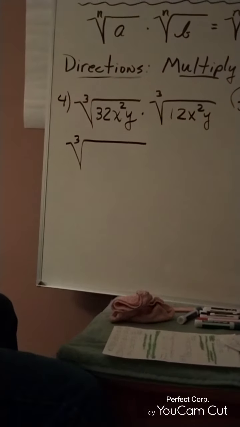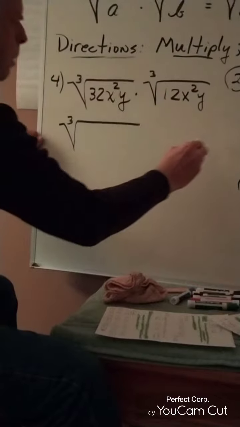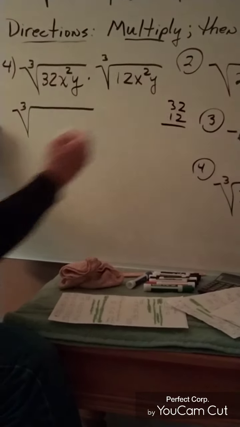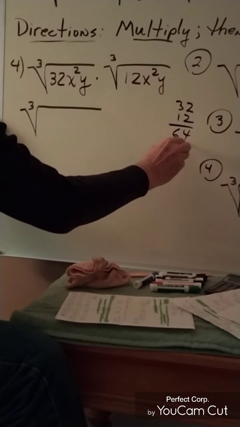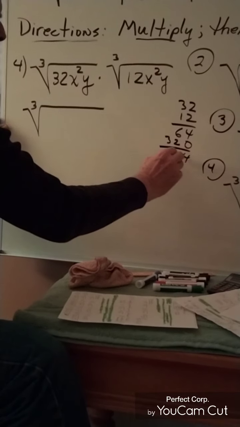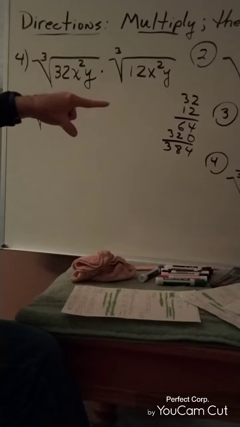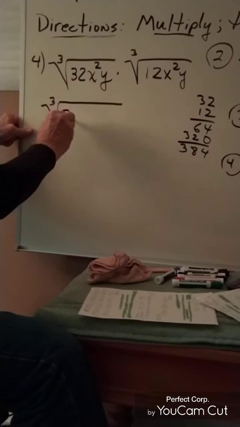Don't forget that 3. 32 times 12. It doesn't matter, folks, how big that is. 32 times 12, that'll give us 64, a placeholder, 32, 4, 8, 3. Let me just make sure that that's okay. 4, 8, 384.